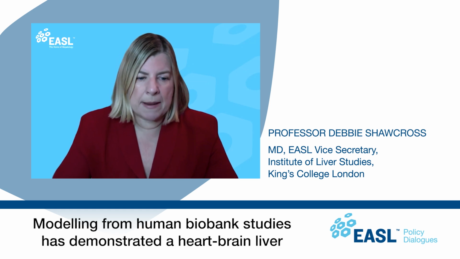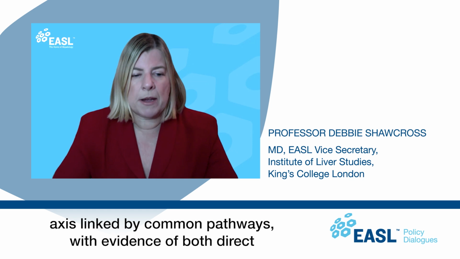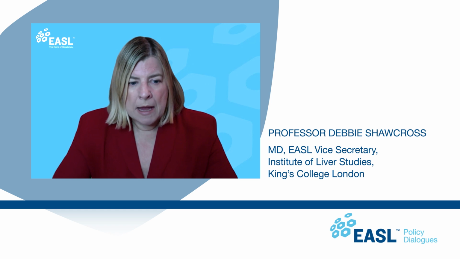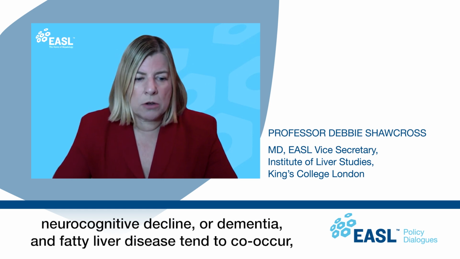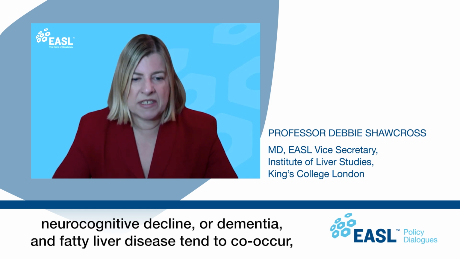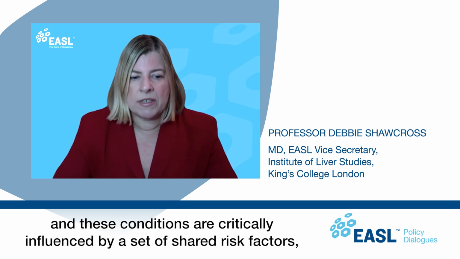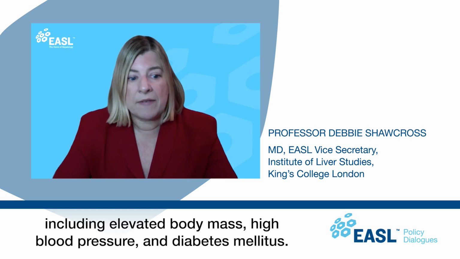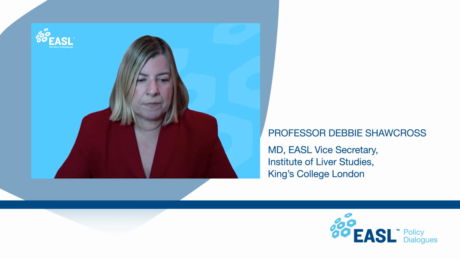Modelling from human biobank studies has demonstrated a heart-brain-liver axis linked by common pathways with evidence of both direct and indirect associations. Many chronic illnesses such as ischemic heart disease, stroke, neurocognitive decline or dementia, and fatty liver disease tend to co-occur, and these conditions are critically influenced by a set of shared risk factors, including elevated body mass, high blood pressure, and diabetes mellitus.